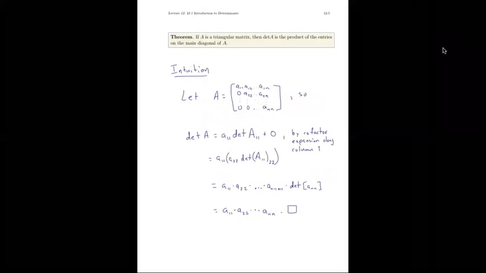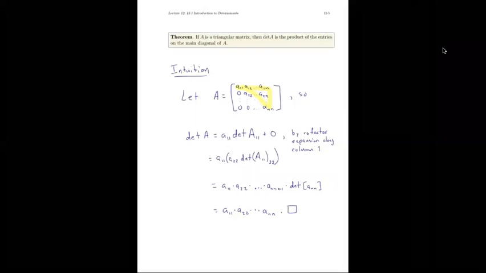So if we have any triangular matrix A, triangular matrix, also square matrix, n by n triangular matrix. Remember, triangular means it has zeros below the main diagonal. Then the determinant of A is the product of the entries on the main diagonal of A. So the intuition for this proof is to write down what a triangular matrix looks like.